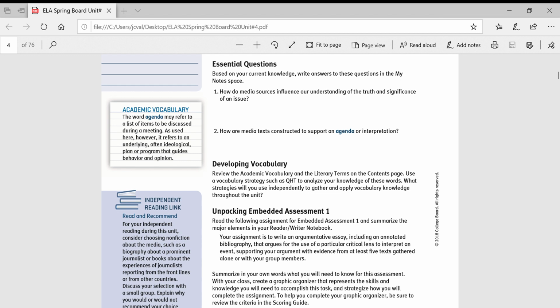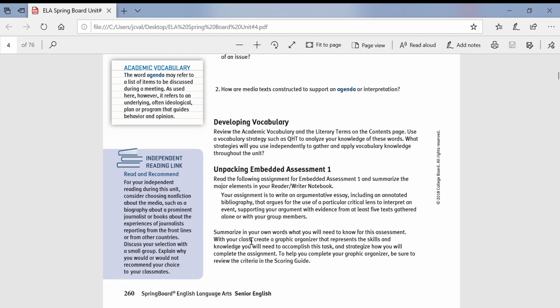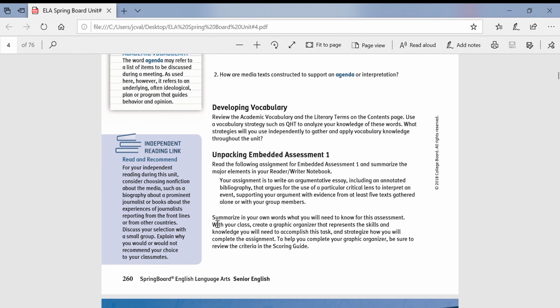The last thing we're going to do is scroll down to the bottom and summarize in your own words what you will need for this assessment. The things I will need are what? So make sure you go ahead and answer these questions.